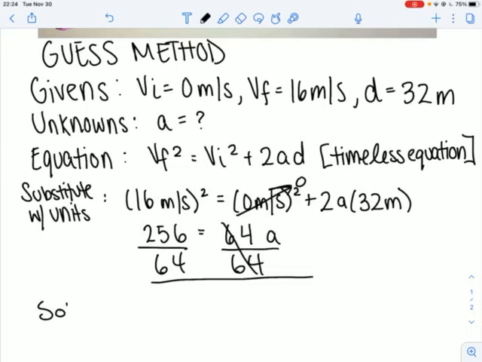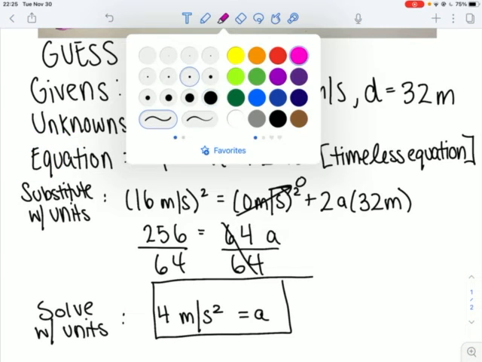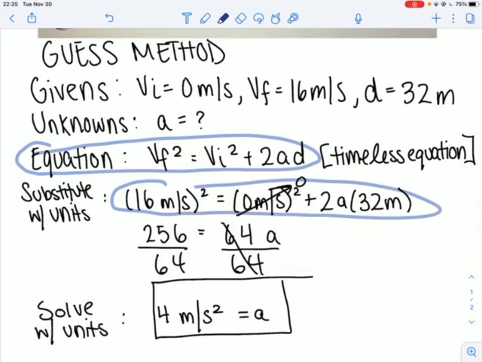And now this is the solve with units. Again, you need to have a correct answer with units. So acceleration on this mystery planet is 4 meters per second squared. Okay, so to receive full credit, you need to show this guy. Wow, that's actually really big. Hold on a second. So you need to show this guy. You need to show this guy, right? So this is 1 point. This is 1 point. And this guy right here is 1 point.